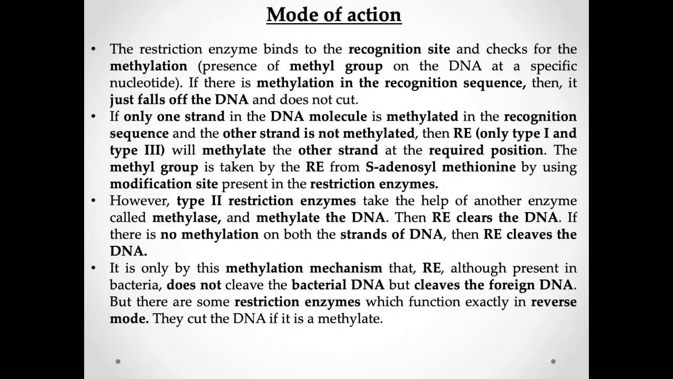If only one strand in the DNA molecule is methylated in the recognition sequence and the other strand is not methylated, then restriction enzymes, only type 1 and type 3, will methylate the other strand at the required position. The methyl group is taken by the restriction enzyme from S-adenosylmethionine by using its modification site. Type 2 restriction enzymes take the help of another enzyme called methylase to methylate the DNA, and the restriction enzyme cleaves the DNA.